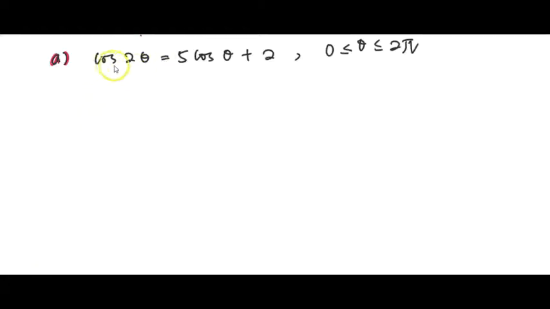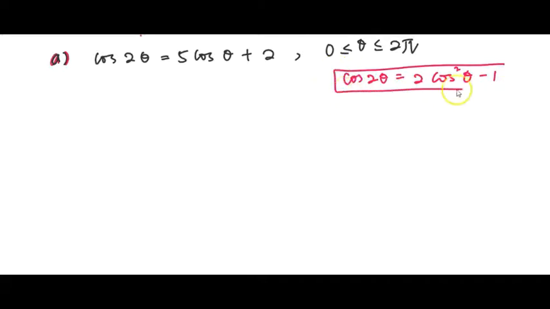For question A, we need to convert this cos 2 theta in terms of cos theta because we have two types of angle, that is double angle and single angle. To solve this equation, we need to change every angle into the single angle. We know the formula for cos 2 theta equals 2 cos square theta minus 1. So here is the formula that I'm going to apply now. Change this cos 2 theta into 2 cos square theta minus 1, and it equals 5 cos theta plus 2.